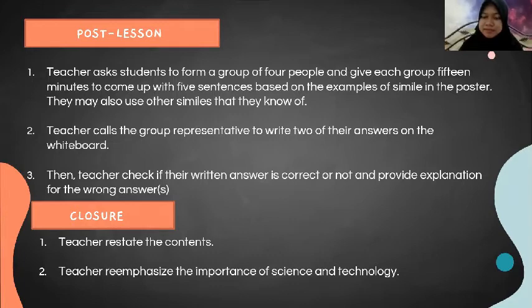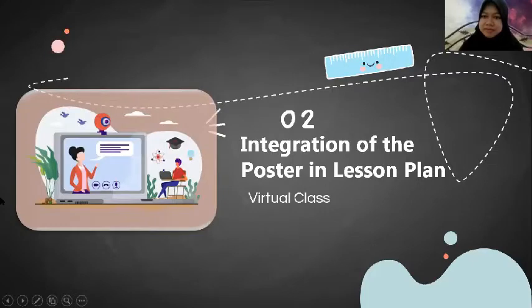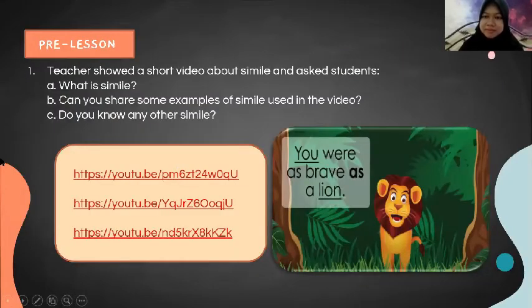Then the teacher will check if the answers are correct or not, and will provide explanations for the wrong answers so that they will get a clear understanding of the topic. As for the closure, the teacher will restate the contents to make sure that the students fully understand, and will emphasize the importance of science and technology. Okay, that is for the physical class.